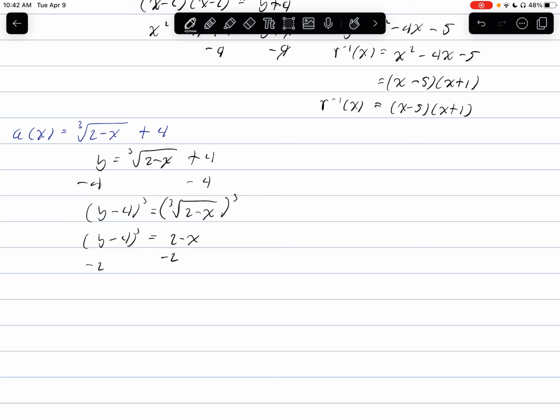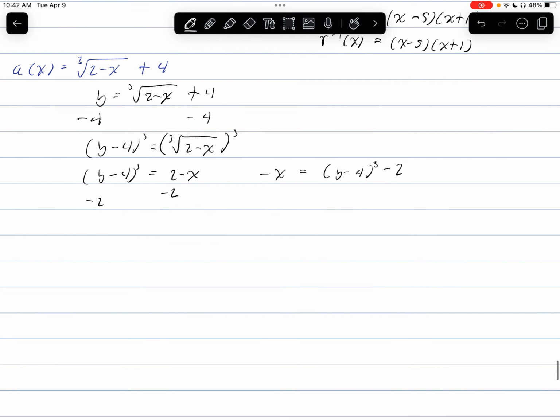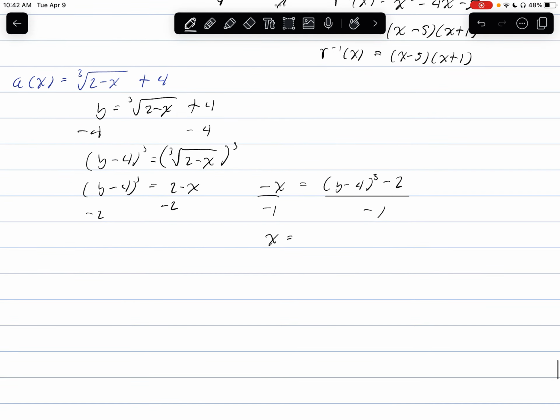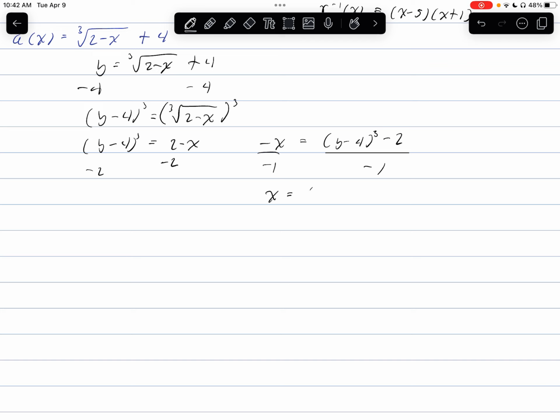We can take 2 away from both sides, and that's going to give us negative x is equal to y minus 4 cubed minus 2. And then if we divide both sides by negative 1, we're going to get x is equal to negative y minus 4 cubed plus 1.